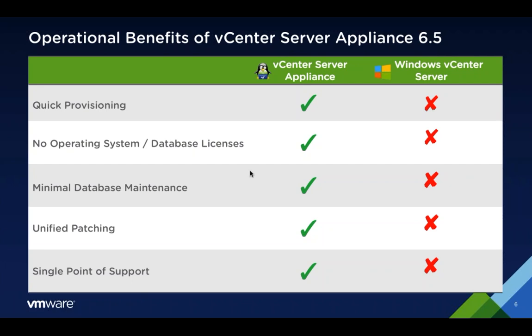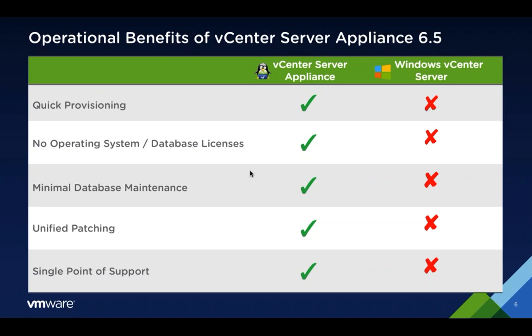Unified patching. With Windows, you actually have to patch the operating system, you have to patch the database, and you have to patch vCenter. In some organizations, that may actually be different teams, so getting all that done may be a big effort when it comes to change control and timelines. With the appliance, it's just right within the VAMI. You go in, you do the patching, and we'll patch the Photon OS now for the appliance in 6.5. We'll patch vCenter, we'll patch the database. Everything is done all at once.